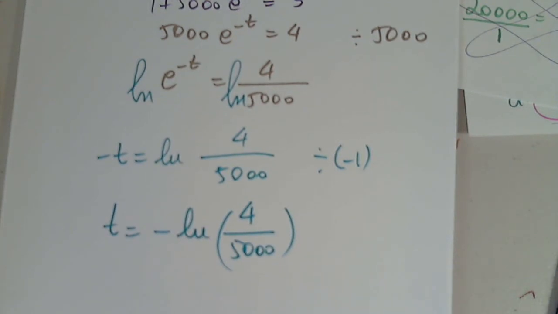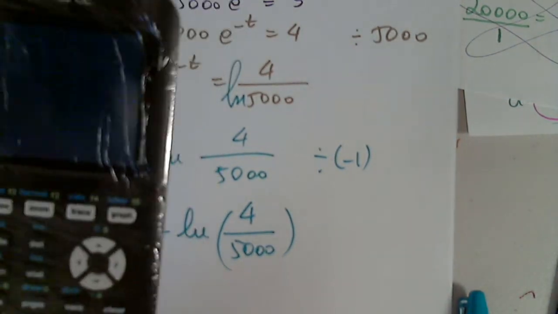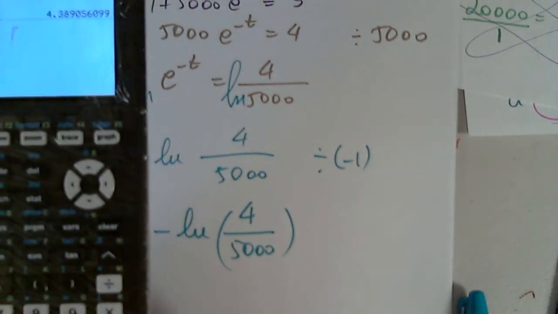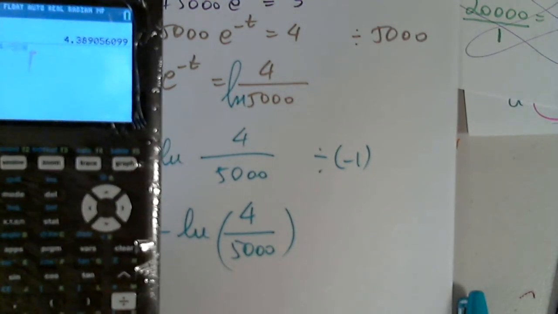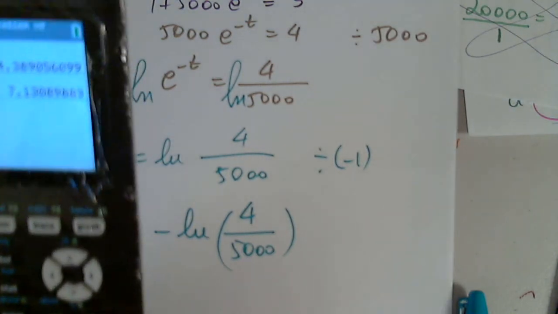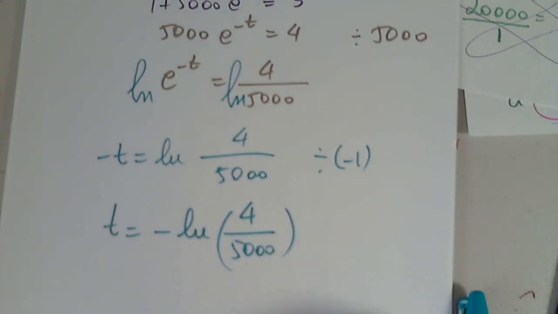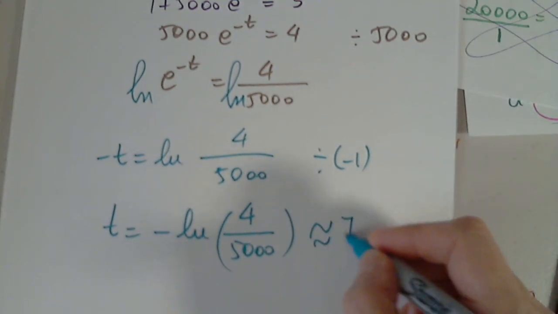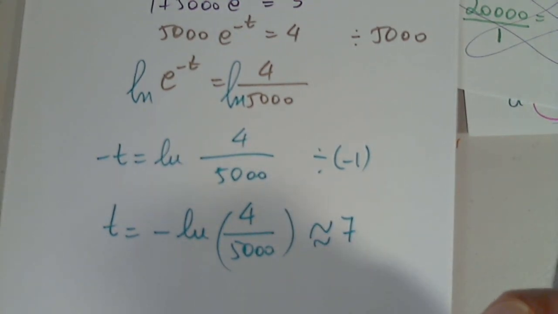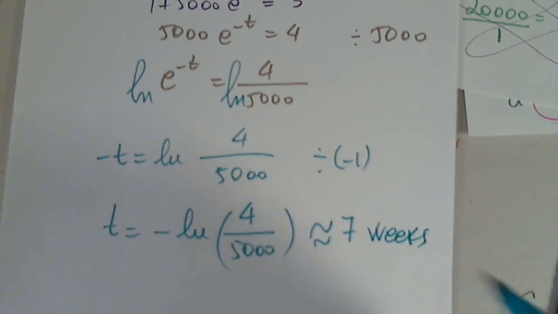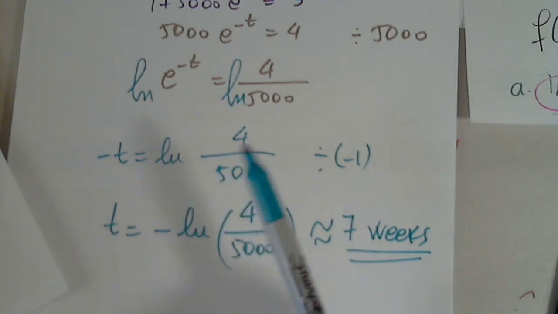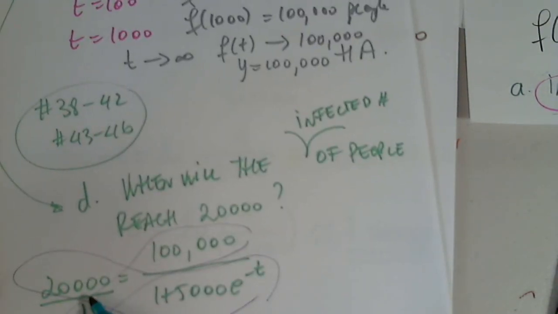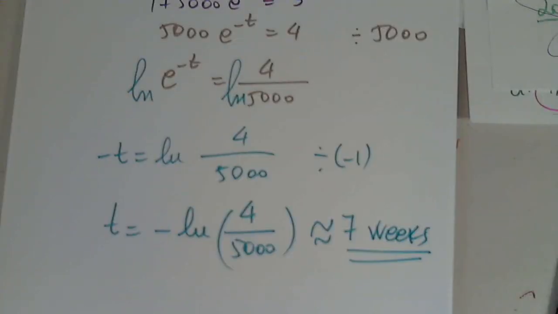Okay, calculator. If you start with a negative, you have to start with a small negative, not with the operational negative. And then natural log. And then 4 divided by 5,000. Close the parenthesis and press enter. 7.13. What is 7.13? So approximately 7. 7 what? Weeks. Thank you. In 7 weeks, this epidemic started from 20 people, and in 7 weeks, 20,000 people got infected. Great job. Thank you.